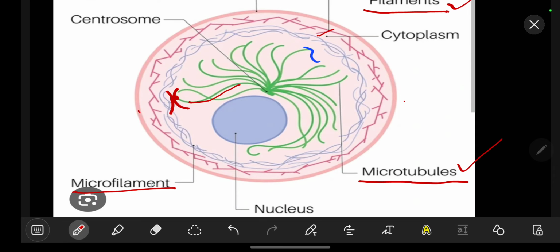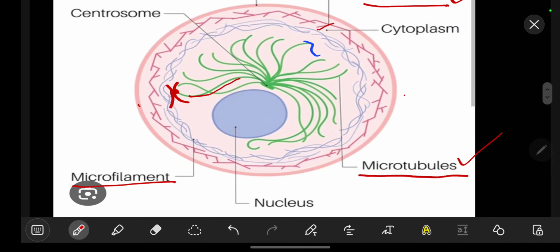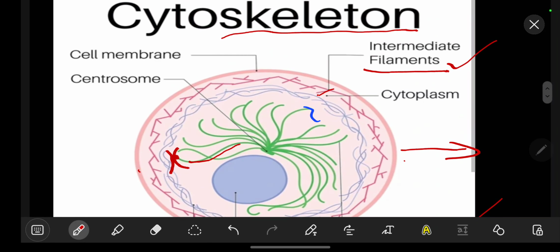Then we also have the microfilament. So the cytoskeleton is made up of microtubules, microfilaments, and the intermediate filaments, which are these. So the microfilaments help in the movement of the cell. Then last but not the least, the intermediate filaments help in offering structural support and generally the shape.